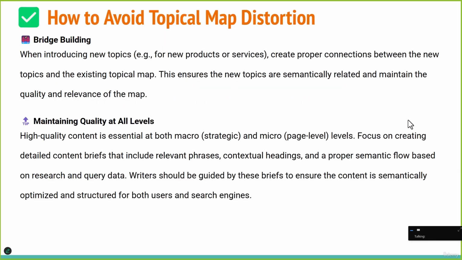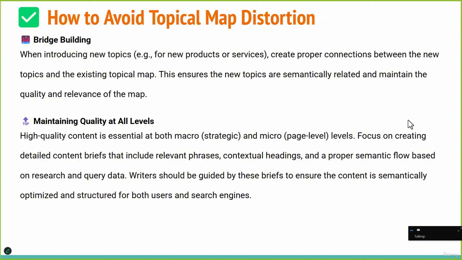How to avoid topical map distortion: building bridges. Whenever you introduce a new topic, you must create a contextual bridge for it, meaning you provide a long, detailed context on how this new topic is relevant to the existing one. If you are creating a new topical map, you still need to provide proper context and link it to the existing topical map. So, maintain quality at all levels. Whether it's macro or micro, you must provide high quality at every level.